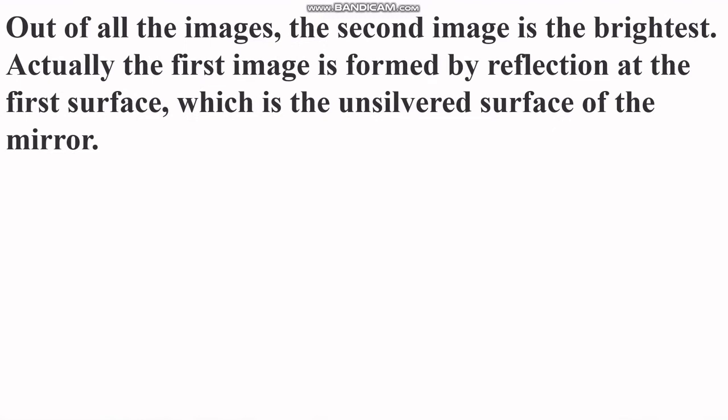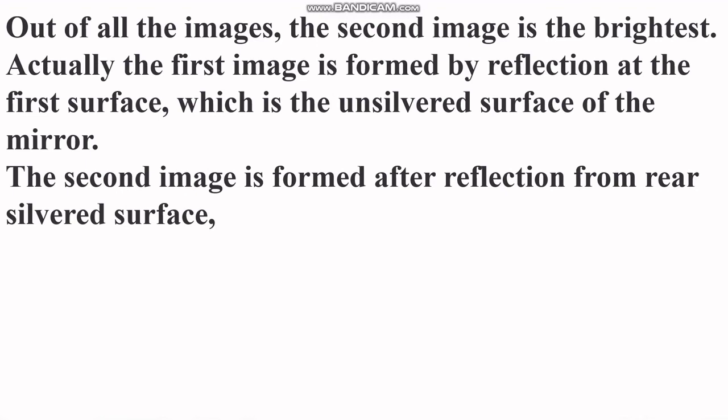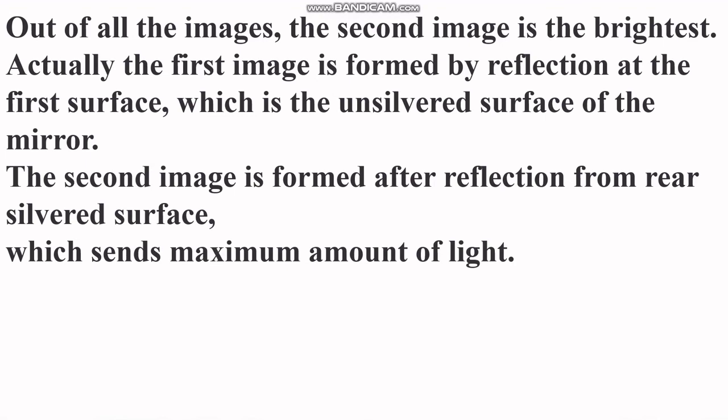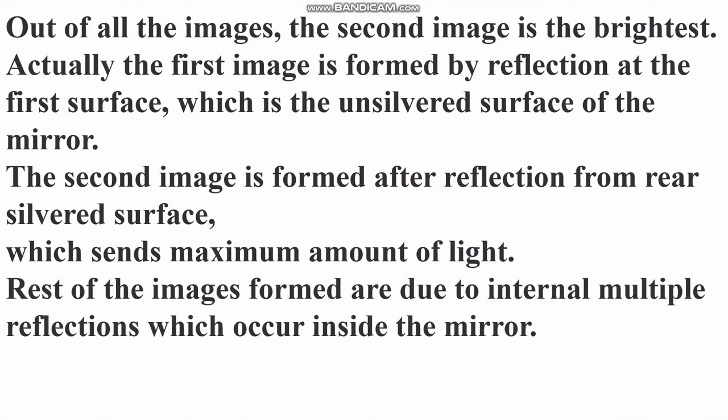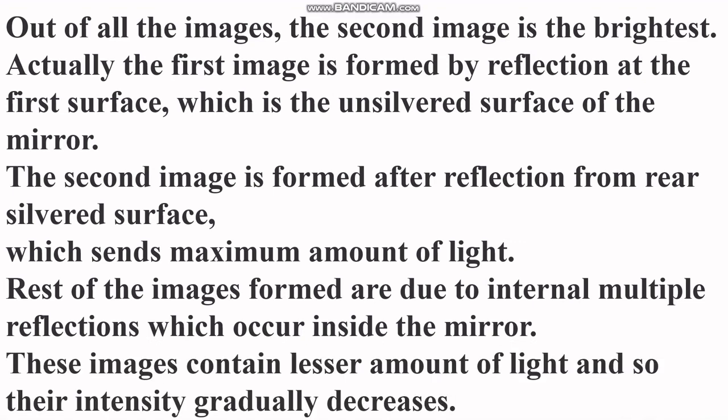Now, out of all the images, the second image is the brightest. Actually, the first image is formed by reflection at the first surface, which is unsilvered surface of the mirror. The second image is formed after reflection from rear silvered surface, which sends maximum amount of light. Rest of the images formed are due to internal multiple reflections which occur inside the mirror. These images contain lesser amount of light and so their intensity gradually decreases.